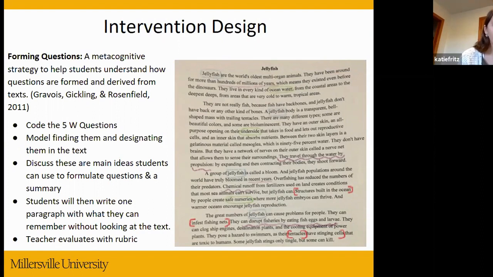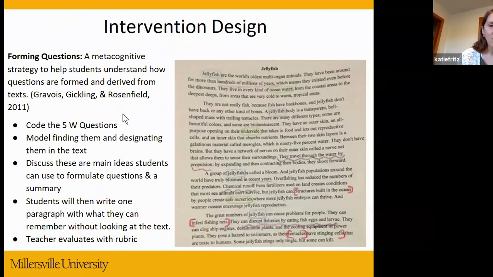The way this works is you're teaching them to look for things in the text that they can pull questions from. You do this by using the 5 W questions: who, what, where, when, why. The first thing you do is teach the intervention. You write the who, what, where, when, why on the board and talk to them about what those things actually mean. So what is a who? That's a person, a character from the text.